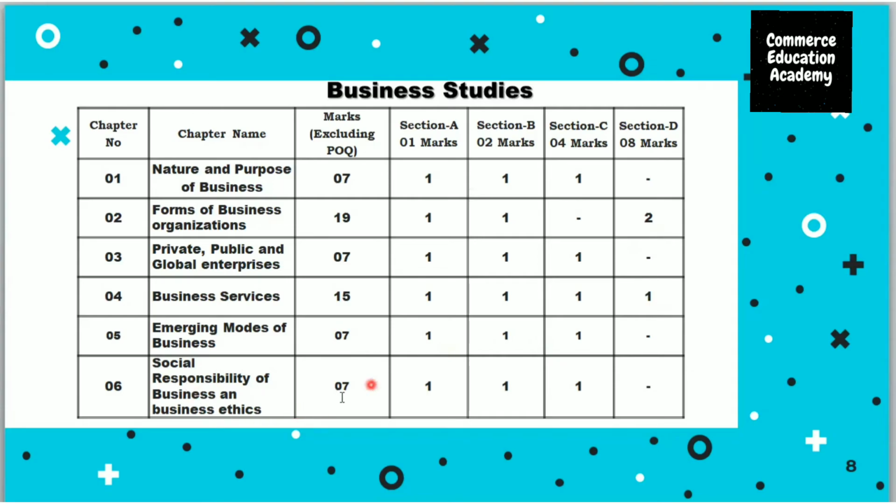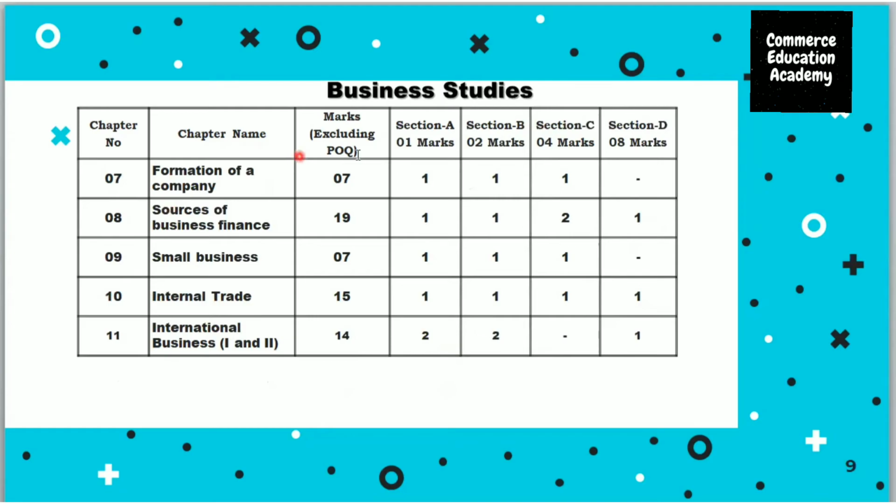And the sixth chapter, it carries 7 marks. So here also you have the same pattern, excluding section D, you have questions from all the sections. So from section C, one question, from section B, one question, and from section A, one question. So 4 plus 2 plus 1. So total weightage of this chapter is 7 marks. Next, 7th chapter. This chapter carries 7 marks. From section A, one question, from section B, one question, from section C, one question. There is no question from section D.